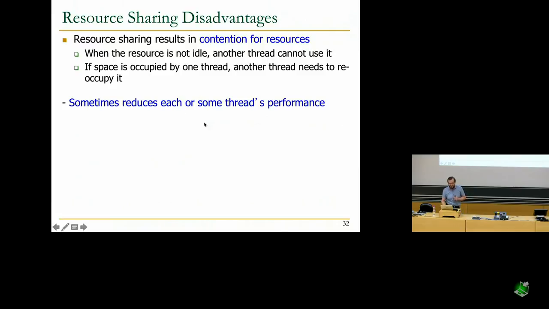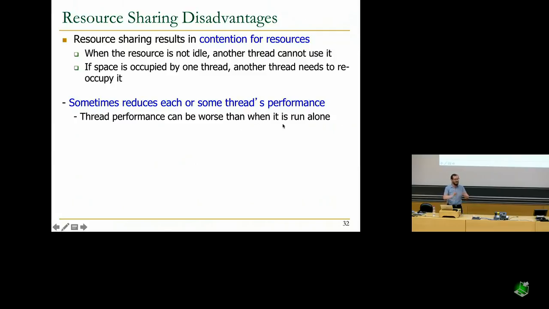This can sometimes reduce each thread's performance, because, as I said, one application may have very good locality, another application may be streaming through memory, and the streaming application may kick out all of the blocks that this application, which otherwise has good locality, has. As a result, this application will not benefit from the cache, and the streaming application may or may not benefit from the cache either. So you're in a lose-lose situation in that case. So thread performance can be worse than when it's run alone.